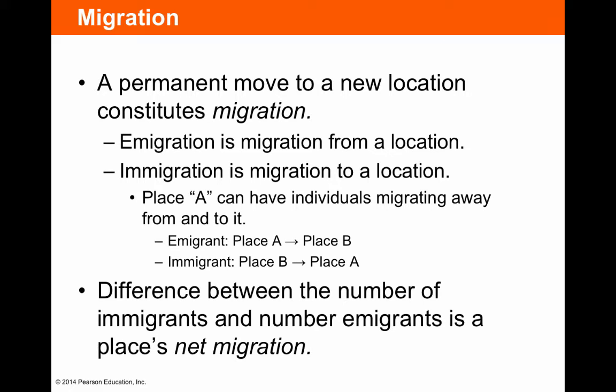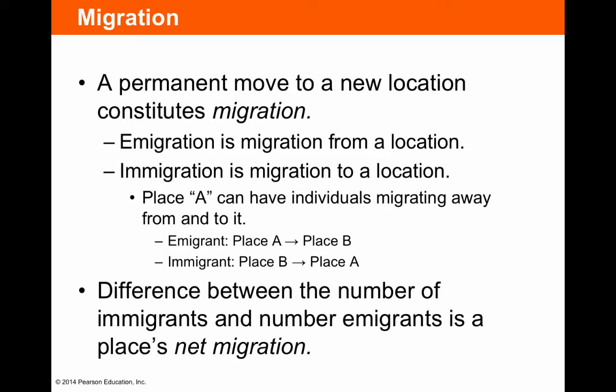Now, a permanent move, on the other hand, is migration. So emigration, with an E, is migration from a location. So you might emigrate from the United States to, like, Abigail is going to emigrate from the United States to Norway. That's a given. We all know this. Immigration is migration to a location. So Abigail is going to immigrate to Norway. She's just going to emigrate from the United States. She's going to immigrate to Norway. It can be really confusing.